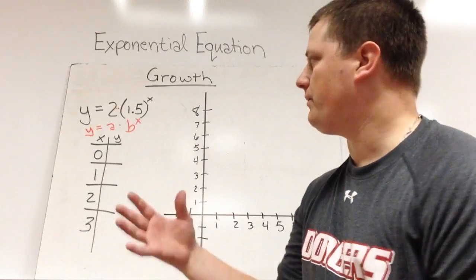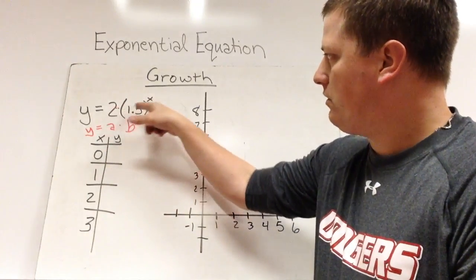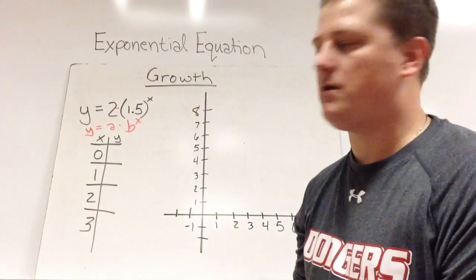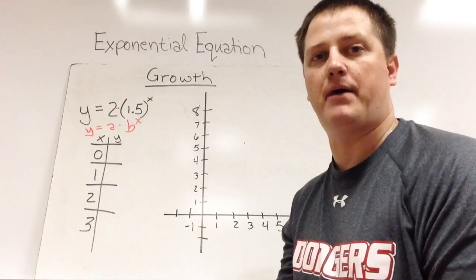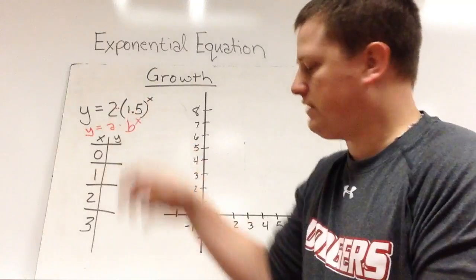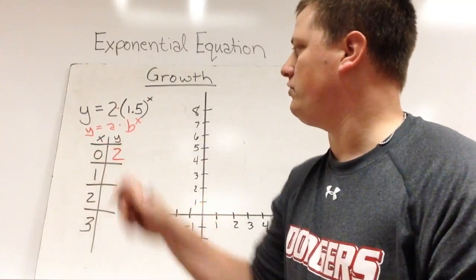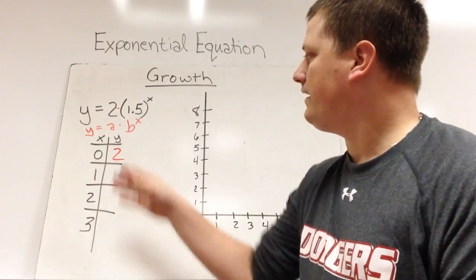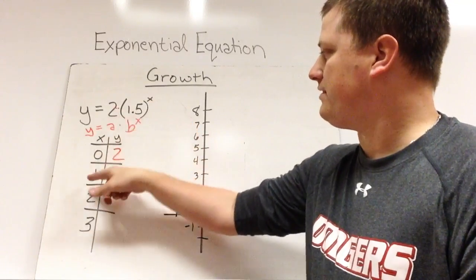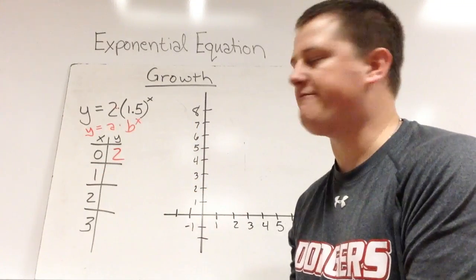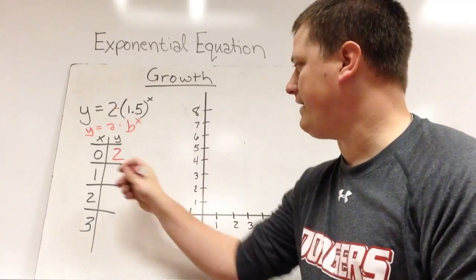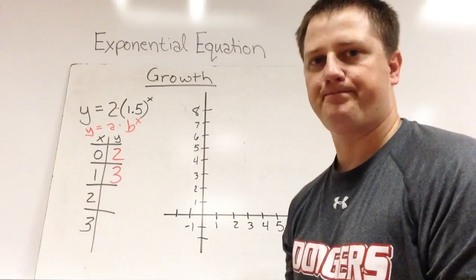So what we would do is we would take our x and put it in. 1.5 to the power of 0 would be 1. Power of 0 always gives us 1. So 2 times 1 gives us 2. So we have 0, 2. Then we have 1.5 to the power of 1, which is 1.5. 2 times 1.5 would be 3.